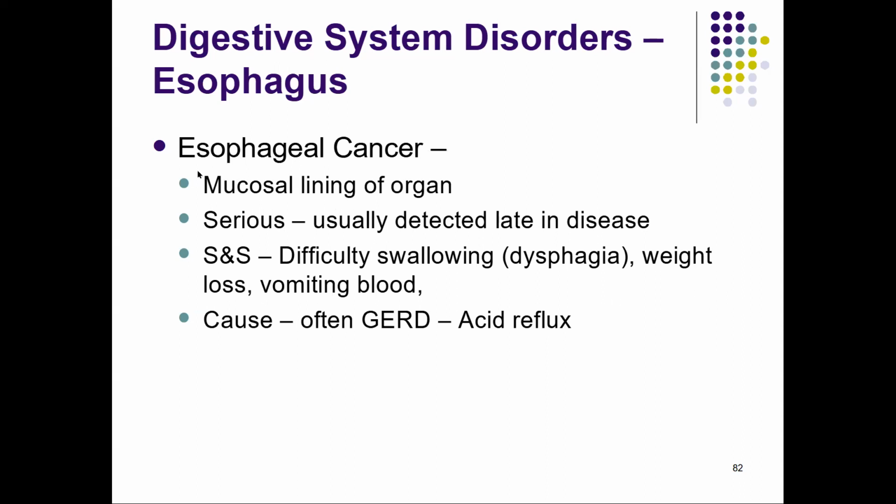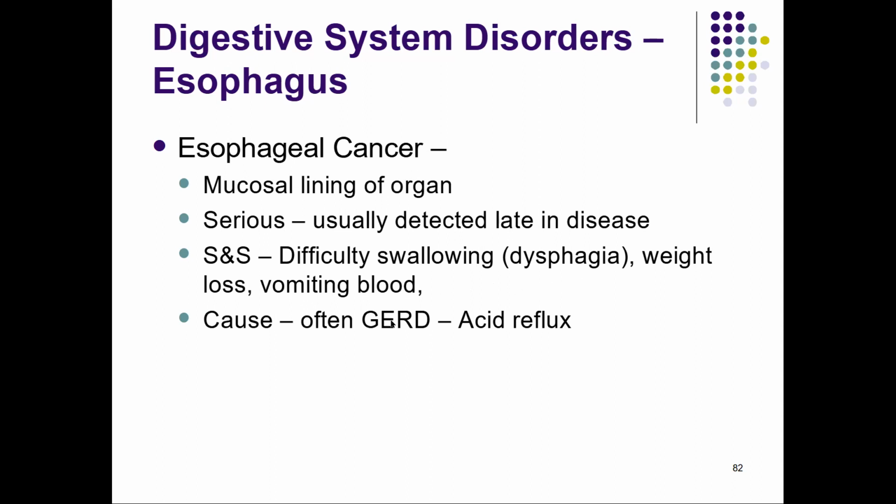So we'll start with esophageal cancer. As it says here, it normally occurs in the mucosal lining of the organ. It is very serious and is usually detected late. What you end up with is difficulty swallowing, which is dysphagia, and weight loss because of that, and vomiting blood. I mean, let's be honest, is there any good reason to be vomiting blood? I can't think of any.